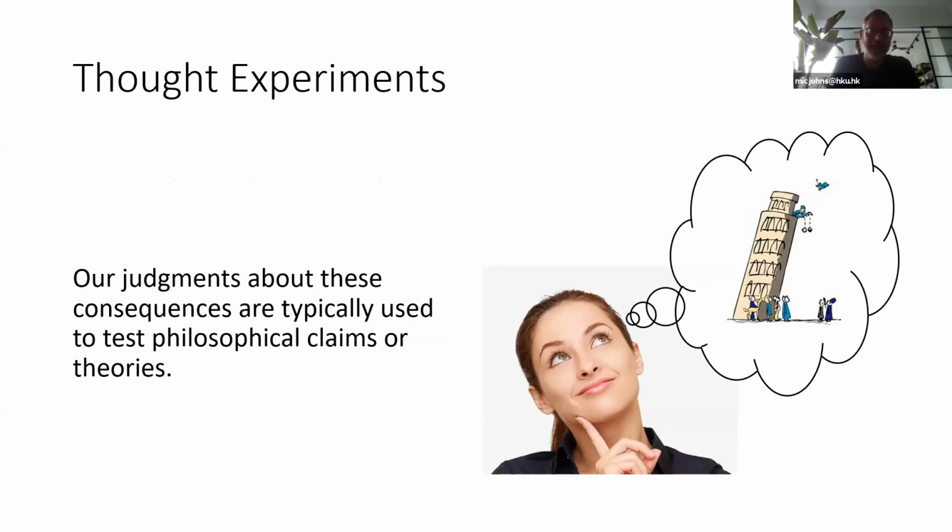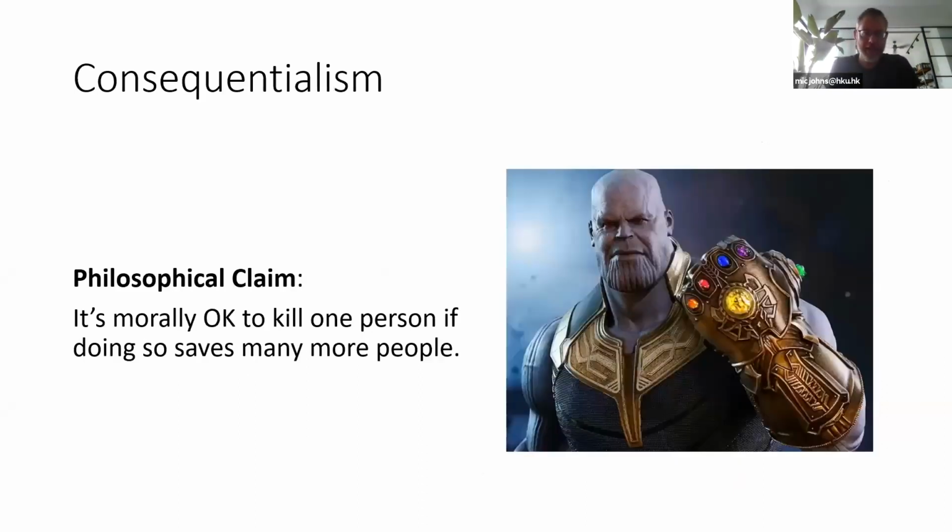So I'll give you an example. Our judgments about these consequences are typically used to test philosophical claims or theories, or it could be scientific claims as well. But I'm going to focus on philosophy today, since I'm a philosopher by training. I have my PhD in philosophy. All right, so here's a philosophical claim. It's morally okay to kill 1 person if doing so saves many more people, right? So this is a common sort of view.